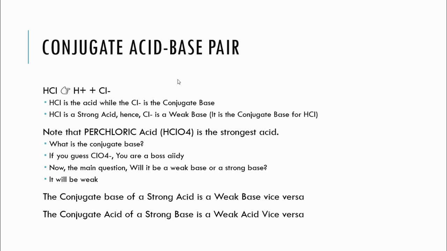after losing a proton. So the question is now, will it be a weak base or a strong base? Yes, it will be a weak base. How do I know? The conjugate base of a strong acid is a weak base, while the conjugate base of a weak acid will be what? A strong base. It's just like that. Then the conjugate acid of a strong base will be what? A weak acid. Because the base you are using to form it is strong, the conjugate will be weak. So the conjugate of a strong is always weak, while the conjugate of a weak is always strong.